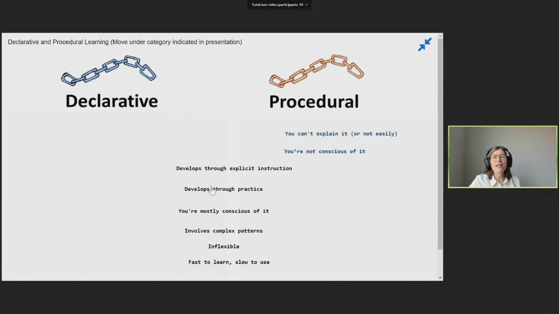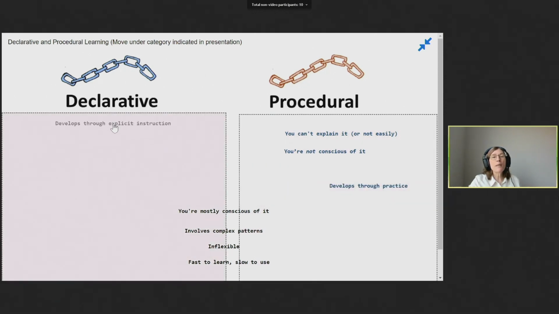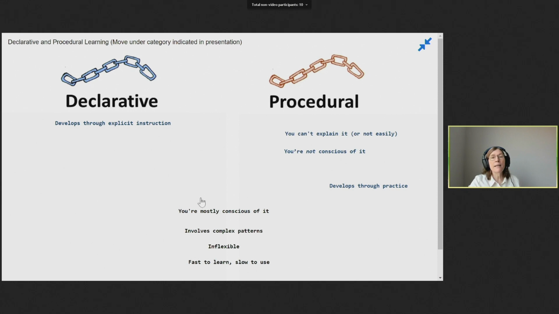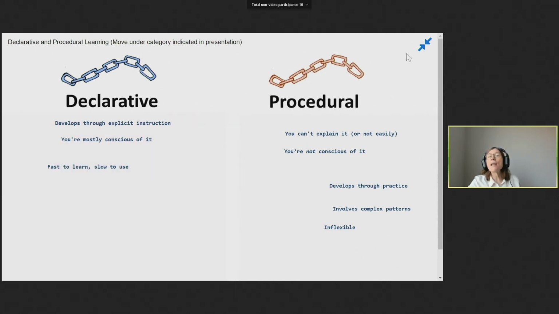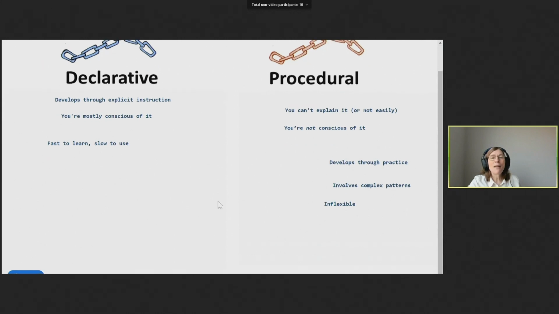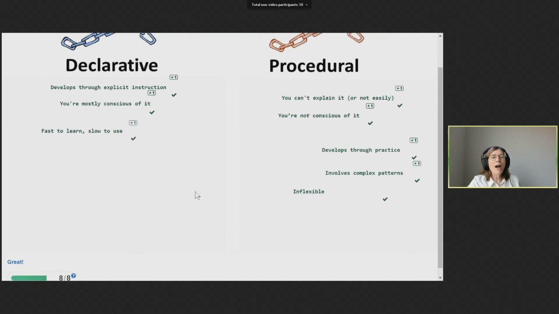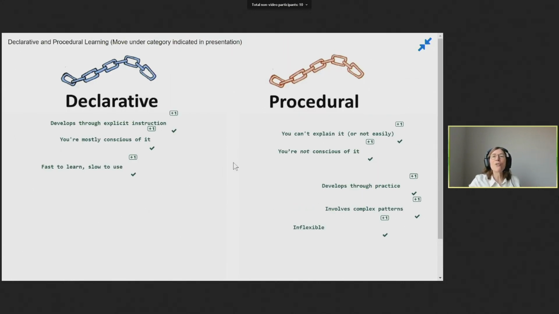It's kind of a fun exercise. But it develops through practice. Explicit instruction is declarative. And of course, you're quite conscious of it. Complex patterns, got it in mind, involves procedural, and of course that's like typing, inflexible, fast to learn, but slow to use. And so let's see if we can check. Oh, we got 100%. Except I'm the teacher, so it doesn't really count.